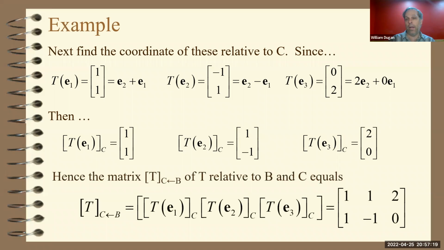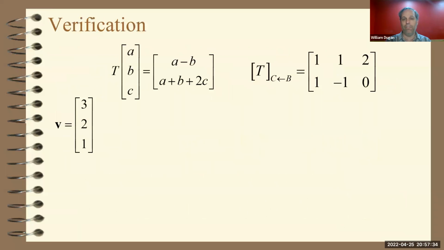That means I can find the matrix of T relative to B to C. It's just the matrix of the columns of the vectors that is found. So the matrix is 1, 1, 2, 1, negative 1, 0. Let's make sure you understand then what that computation means.